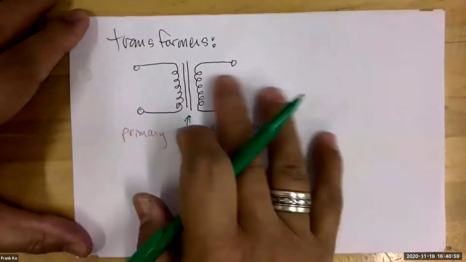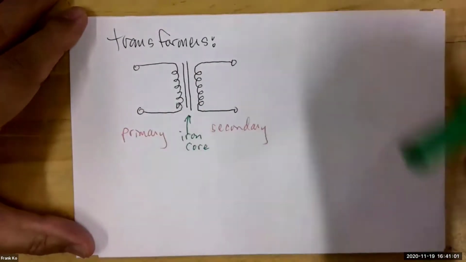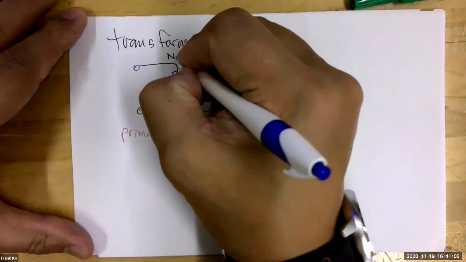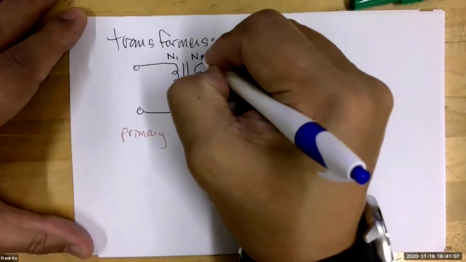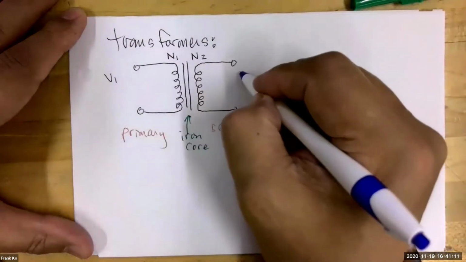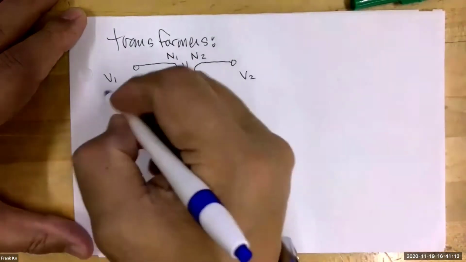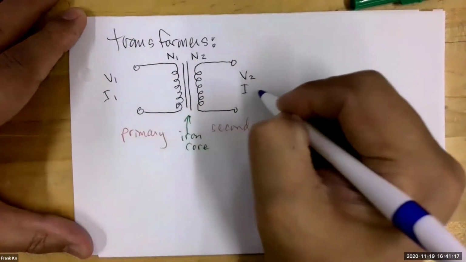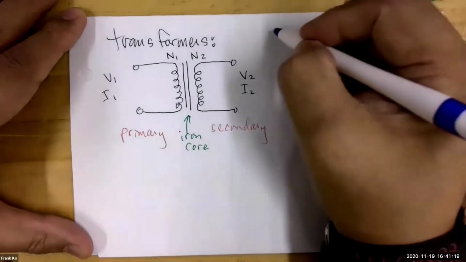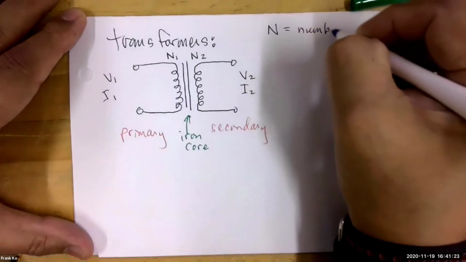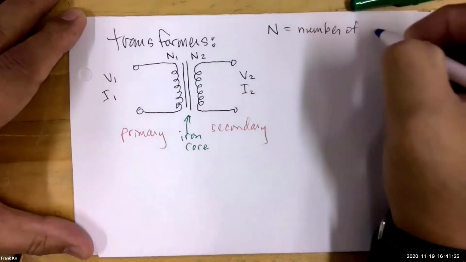So there's several characteristics about this that are useful for you to know. We have something here called N1. We have something on this side called N2. We have something on this side called V1, something on this side called V2. And then there's going to be a current on this side, I1, and there's going to be a current on this side, I2. So first of all, N stands for number of turns.